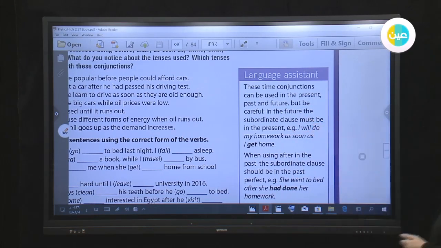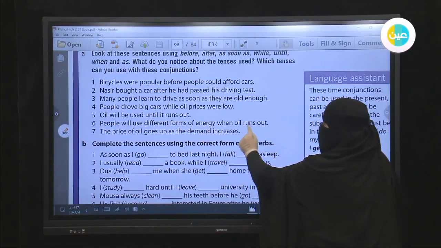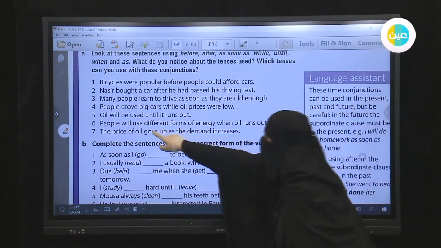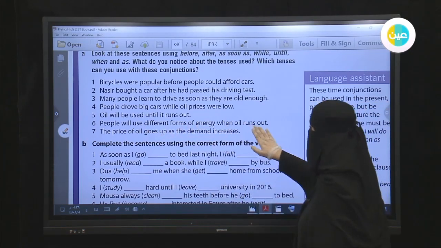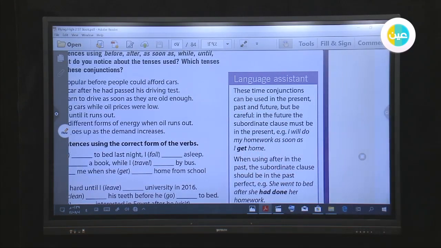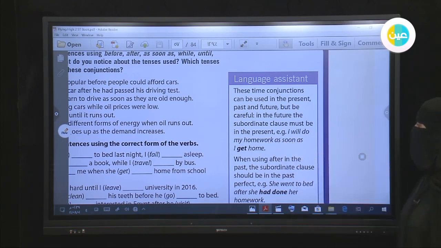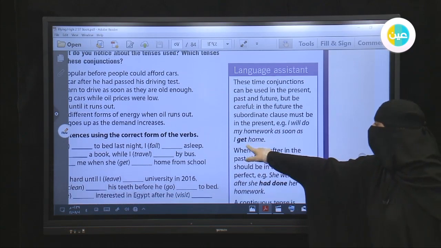But be careful in the future. The subordinate clause must be in the present. Like here, when we use the future, people will use different forms of energy when oil runs out. Here we have the present simple, and here the future. So the subordinate clause must be in the present simple. We must use the present simple with the future will in the second part after the time word. Here you have an example. I will do my homework as soon as I get home. So here we use the future, will do my homework as soon as. This is the conjunction word. I get home, present simple.